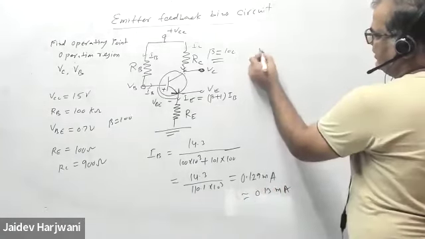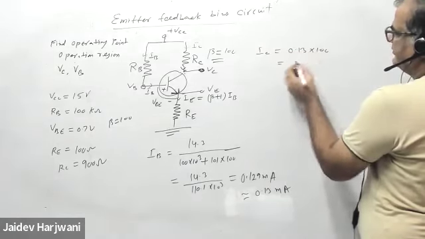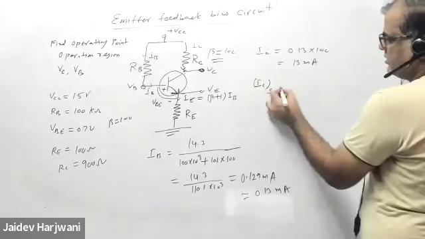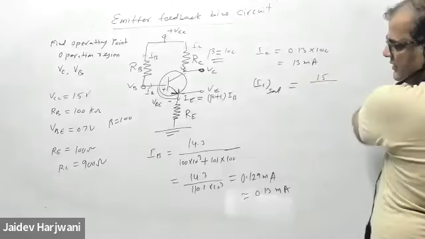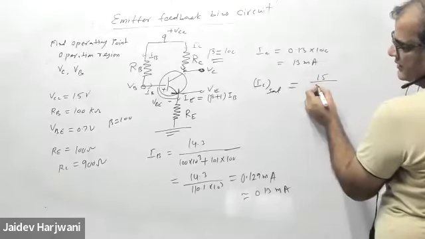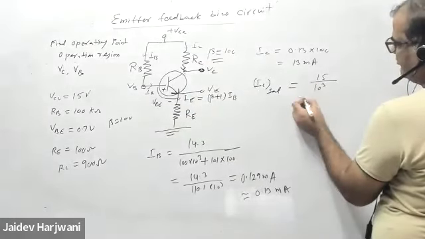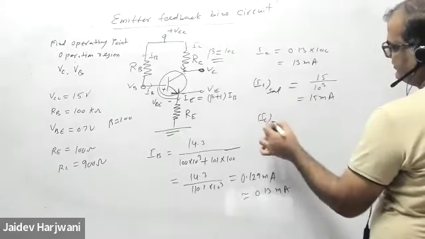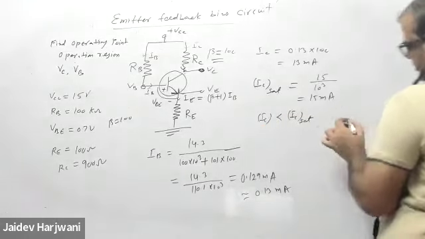So IC will be 0.13 into 100, that is 13 milliampere. IC saturation will be VCC upon RC plus RE. RC is 100 plus 900, that is 1000 ohm, so this is 15 milliampere. Okay. So IC is less than IC saturation, so the operation region is active.